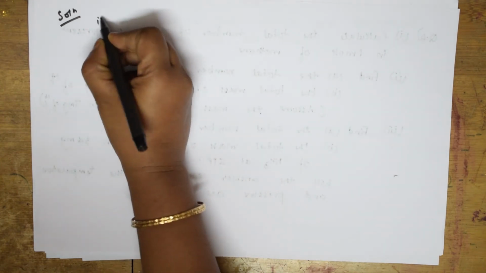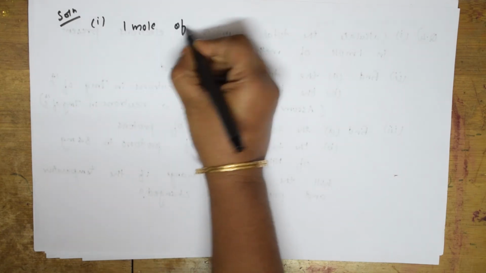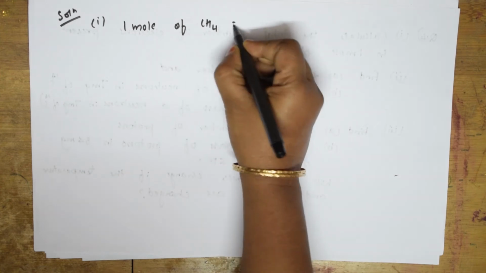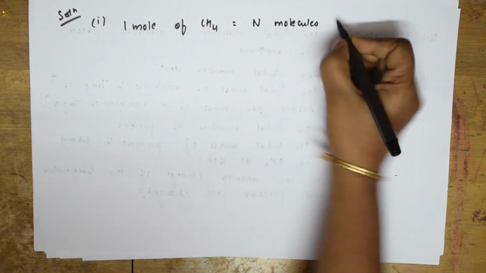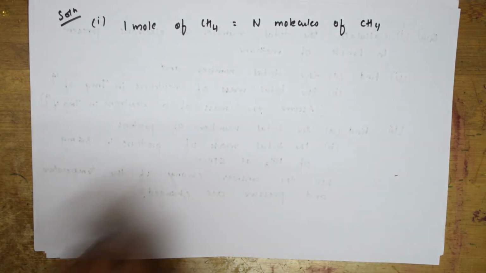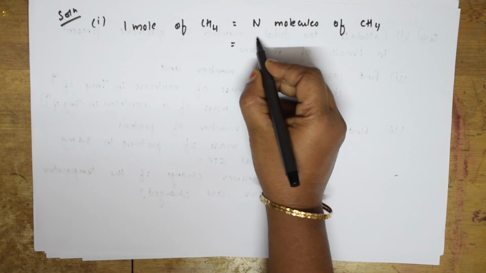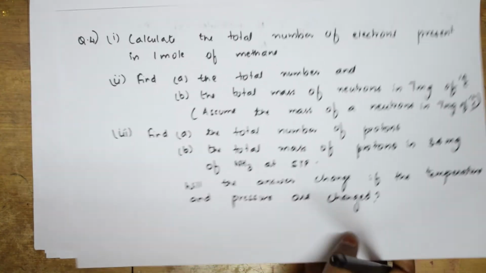Okay, I am calculating by this method. Just see, 1 mole of methane, 1 mole of CH4, is equal to N molecules of methane. This is correct, isn't it? So 1 mole is equal to N molecules of methane. Fine. So how much is this? What is N? How many molecules of methane have they given? How much did they say?